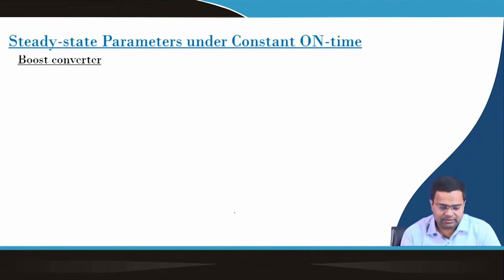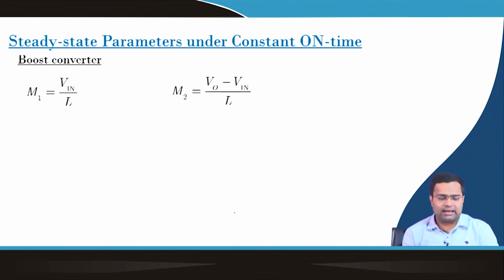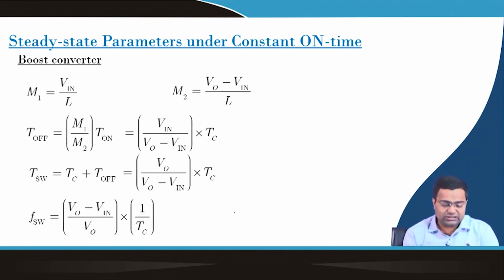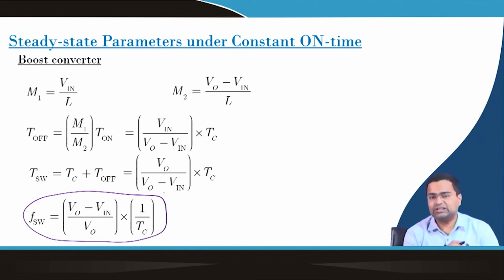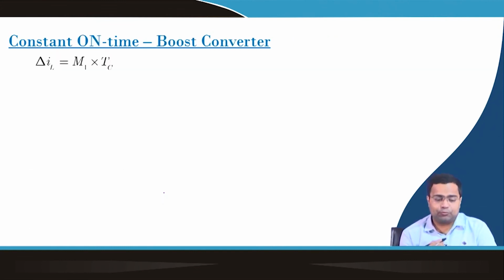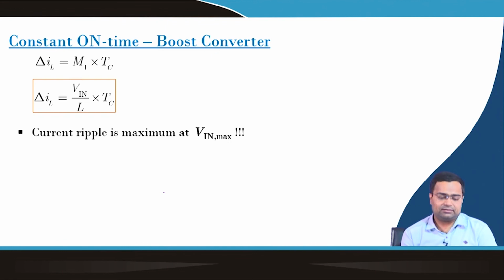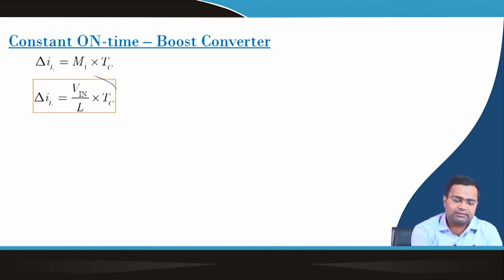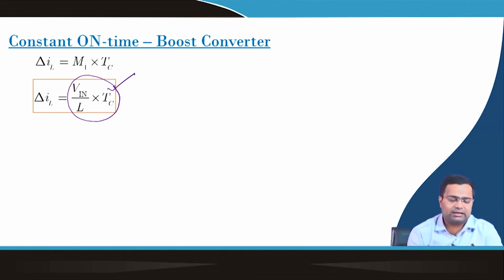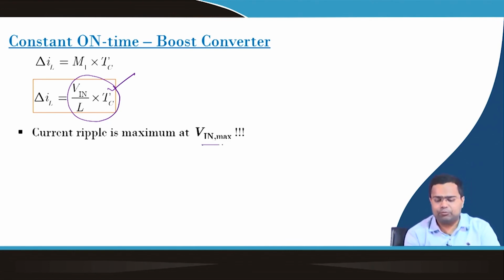In a boost converter, if we derive the on time slope, off time slope, and then derive the switching frequency, it is a function of input output voltage and the on time. So, switching frequency varies with the input voltage. And if we take the boost converter current ripple expression, it can be computed as rising slope times on time. Since on time is constant, you can see the current ripple for a given on time is maximum when the input voltage is maximum.